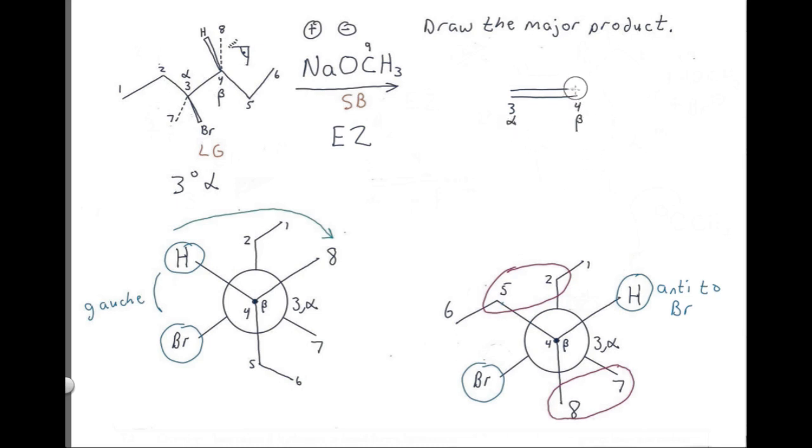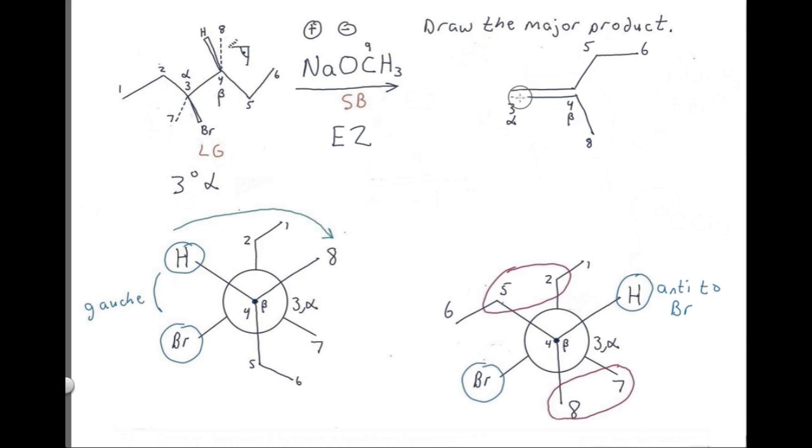Now, who should be attached to carbon 4? Well, we can see from our Newman projection that carbon 4 is attached to carbon 5 and carbon 8. Carbon 4 should be attached to carbon 5 and carbon 8. And of course, carbon 5 is attached to carbon 6. Notice how carbons 5 and 8 are both attached to the dot in this picture, which represents carbon 4.